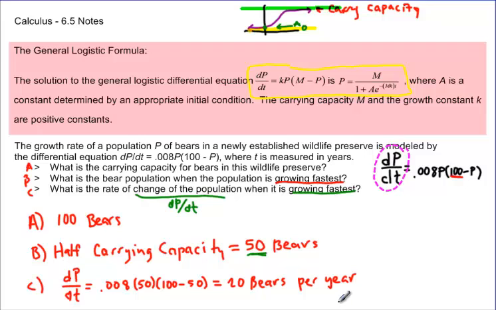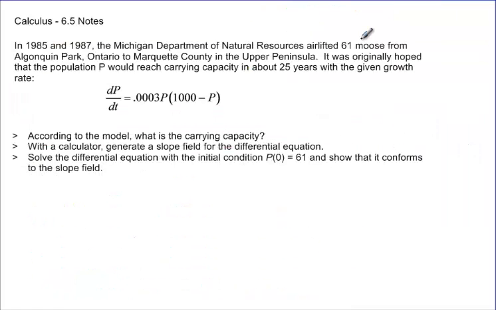Okay. And so that's kind of the basic way that you would use this logistic model. All right, so in 1985 and 1987, the Michigan Department of Natural Resources airlifted 61 moose from Algonquin Park, Ontario, to Marquette County in the Upper Peninsula. It was originally hoped that the population would reach a carrying capacity in about 25 years with the given growth rate, and then they give us this differential equation.